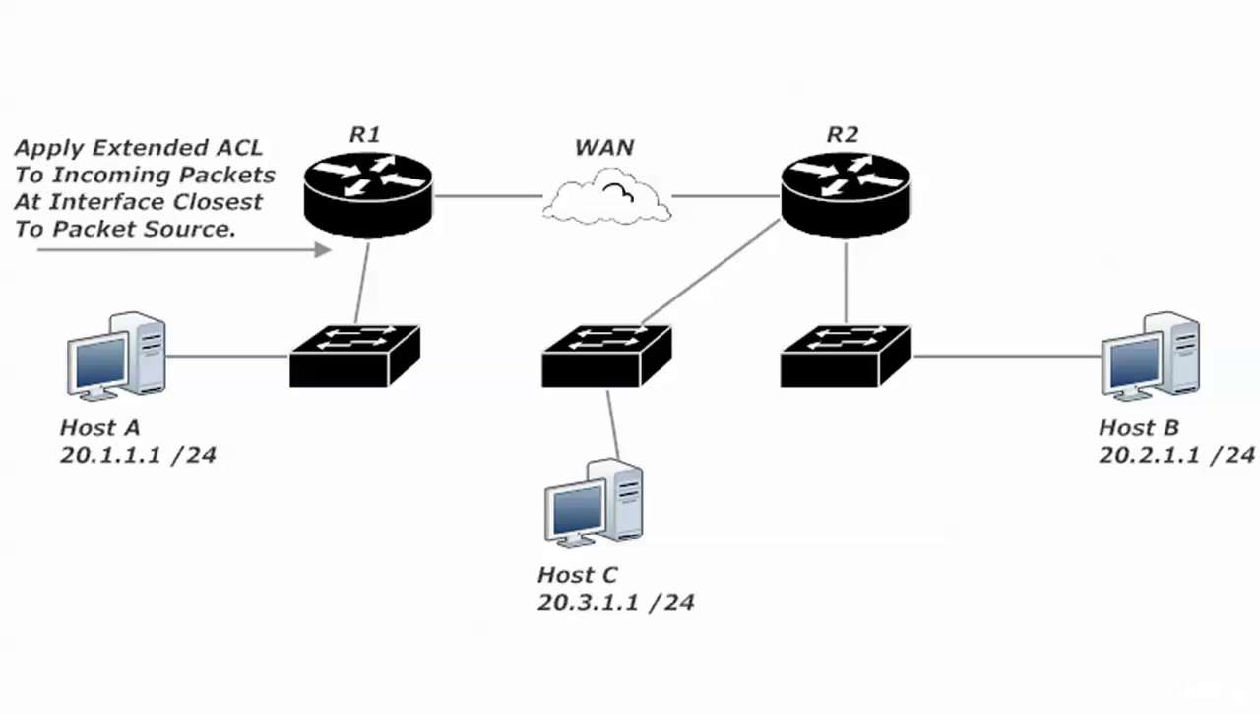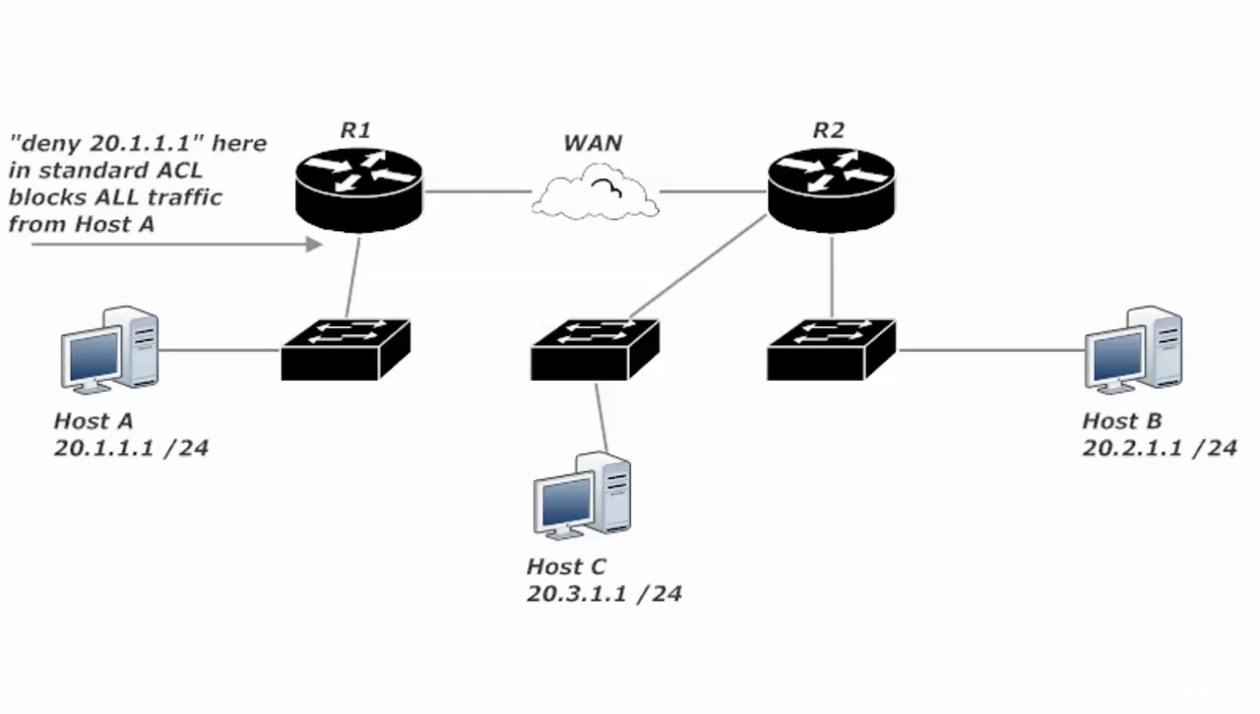So that way, with an extended ACL, we could say, okay, packets sourced from 21.11 and destined for 22.11, well, those are going to be filtered. But packets could still get from A to C with no problem at all.